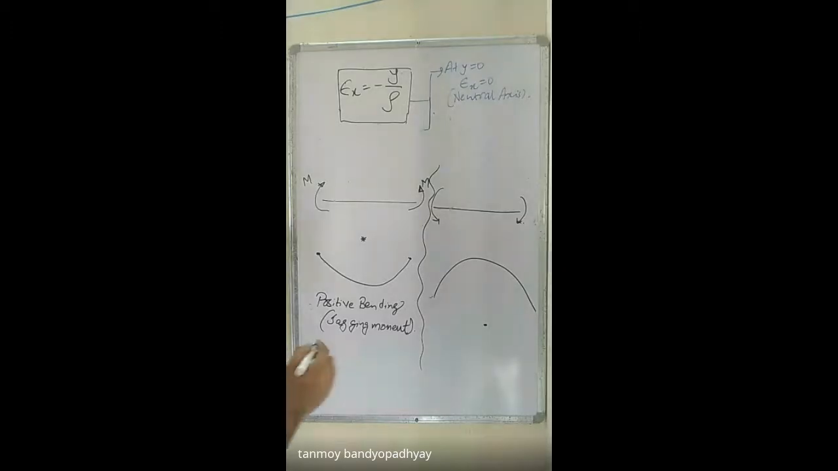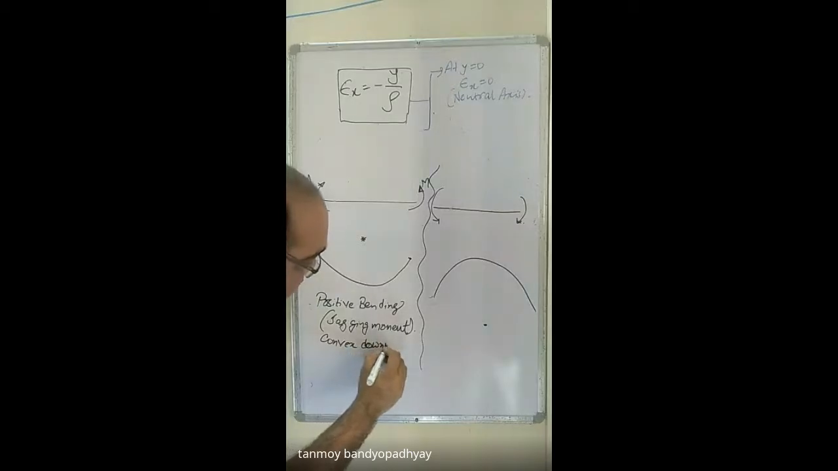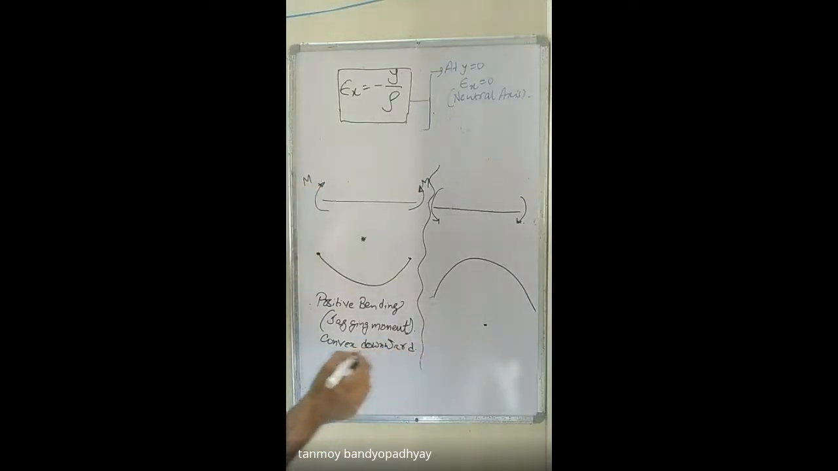You can now convex downwards. Just check the convex side. If it is on the downward side, you will be having a sagging moment. And this one, so this is a positive BM. So this is a positive BM.